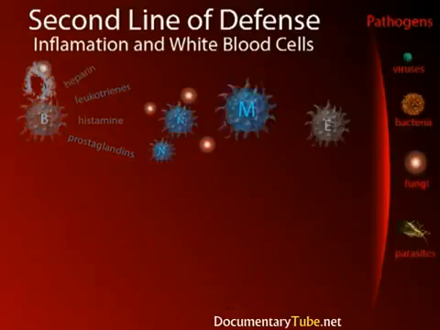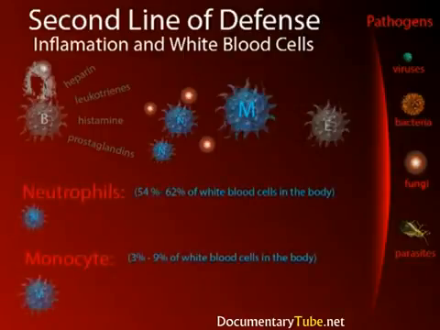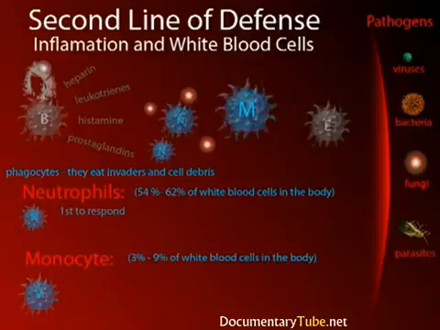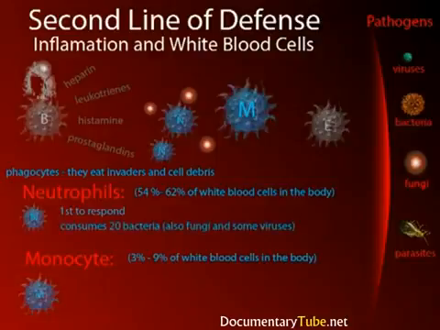Any bacterium or a virus can potentially be attacked by white blood cells, so they're non-specific. White blood cells generally have about a 12-hour lifespan, and they're produced in the bone marrow. The neutrophils and monocytes are phagocytes. That means they can eat other cells. Neutrophils are typically the first of the two phagocytotic white cells to respond. They are not very large, and they can only consume about 20 bacteria before they reach the end of their lifespan. They can consume fungi and some viruses as well.